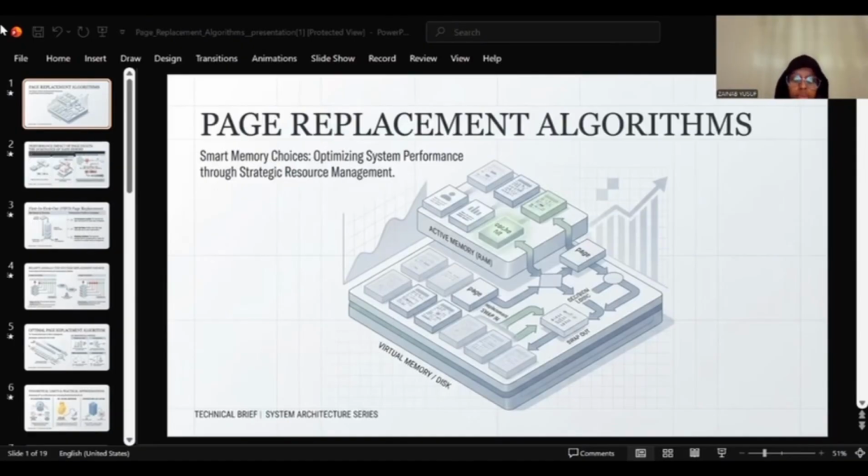Today we will explore page replacement algorithms, the techniques operating systems use to decide which pages to keep in RAM and which to evict. This presentation walks us through the classical algorithms, the real-world challenges, the modern optimizations, and future trends.